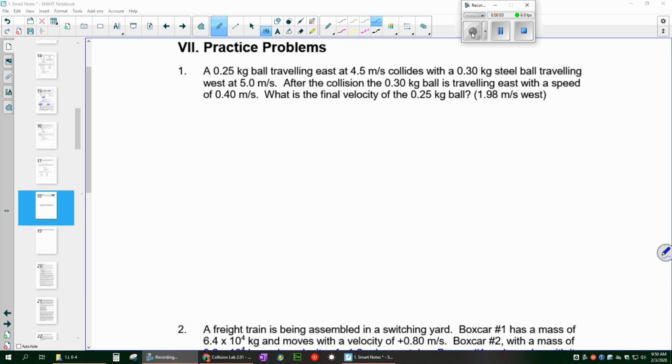Okay. So a 0.25 kilogram ball traveling east at 4.5 meters per second collides with a 0.3 kilogram steel ball traveling west at 5 meters per second. After the collision, the 0.3 kilogram ball is traveling east with a speed of 0.4 meters per second. What is the final velocity of the 0.25 kilogram ball?